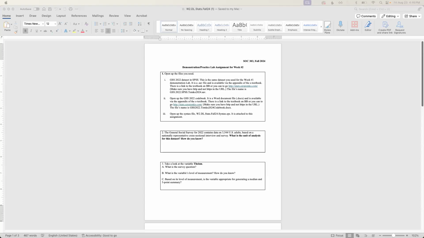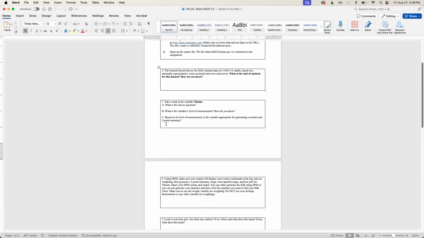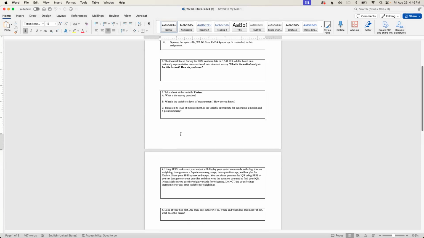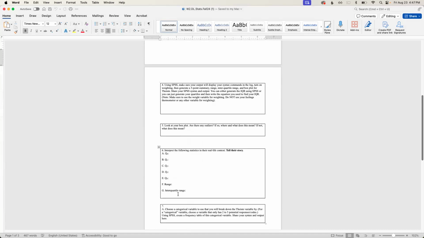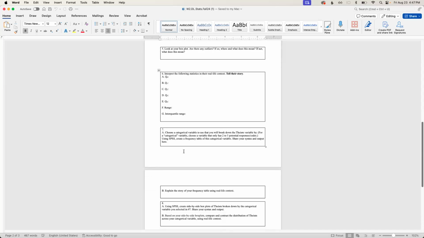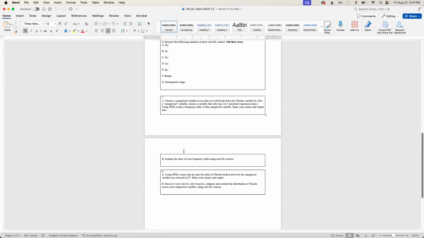Welcome to the second week demonstration lab. So this week we're going to continue with the General Social Survey, which again is a data set representative of all US adults. And we're going to look at one particular variable, and we will open up SPSS and start using it. So we'll look at some descriptive statistics, especially breaking it up into quartiles. And we'll also break it down by another variable to see how views on this variable differ by something else.